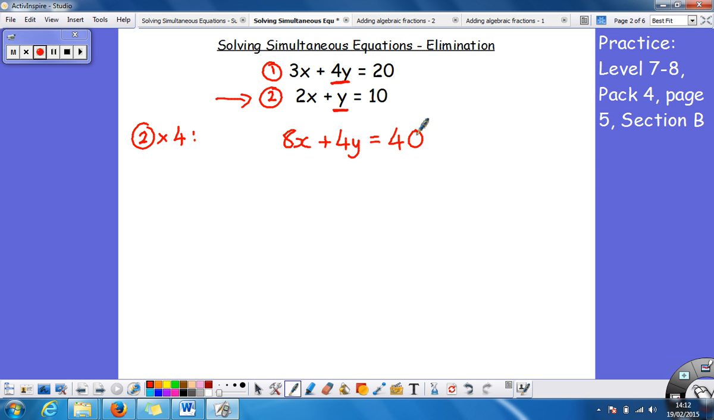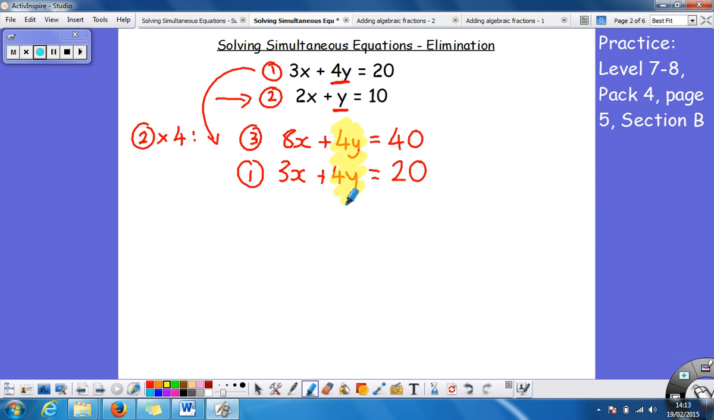I'm going to number this one 3 because I've now got myself a third equation. So that's my third equation, which I achieved by taking my second equation and multiplying it by 4. I'm going to bring equation 1 down just to make it clearer for me. 3x add 4y equals 20. And now I can see that if I subtract these two equations, I can eliminate those y's. So we're going to do that now.